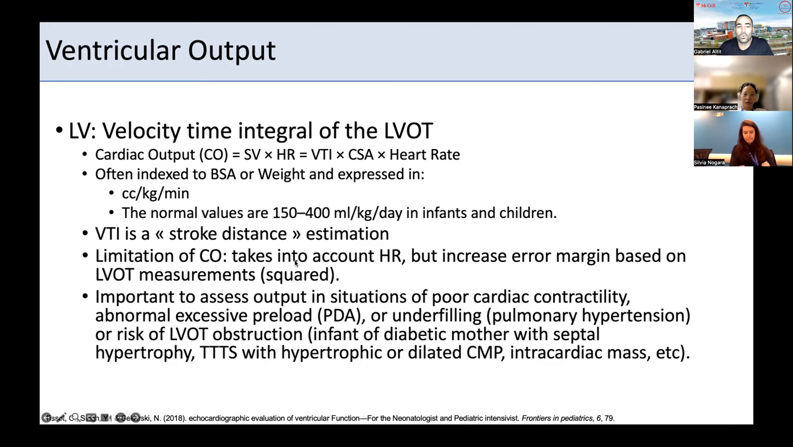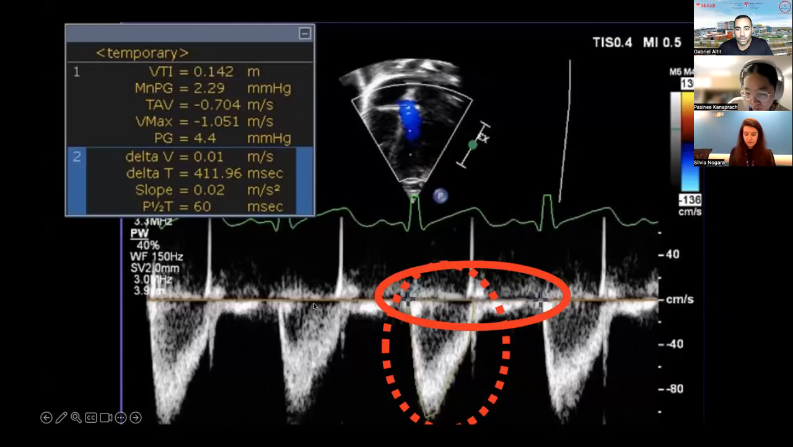So the limitation is that you have a high margin of error when you're doing the LVOT measurements. You can see, oh yeah, it's squared. Sorry, I said earlier that it was to the three, but it's squared. So you're doubling your mistake. But it's still important to assess in certain conditions to make sure that you can follow your patients in terms of the effect on the LVO and the RVO.